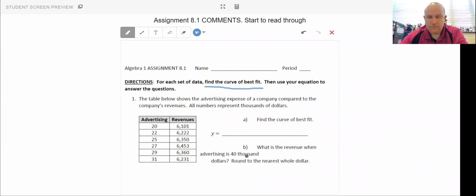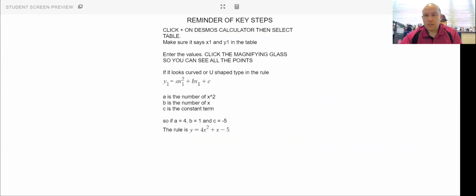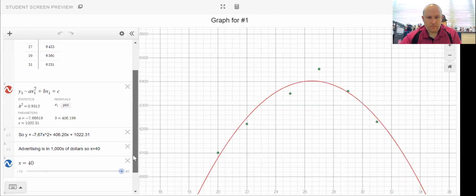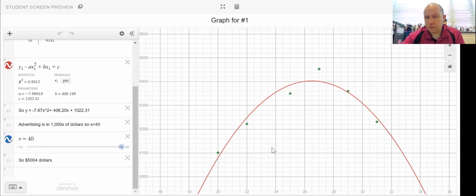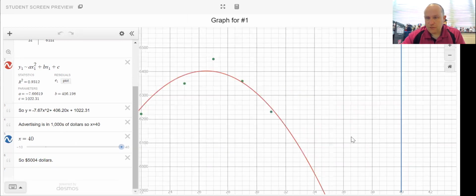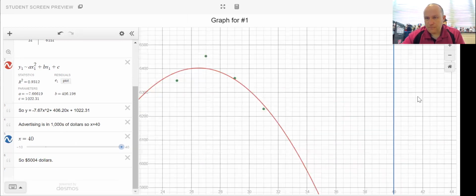What is the revenue when advertising is $40,000? So first of all, advertising is in my left-hand column, so that's my X value. And also when it says 40,000, remember these are already in thousands. So actually my X value for this would just be 40 and not 40,000. So as I go back, I type in X equals 40. And right now I don't see that line here because I only go up to 36. So if I move this across a little bit, there we go, I can see it here.